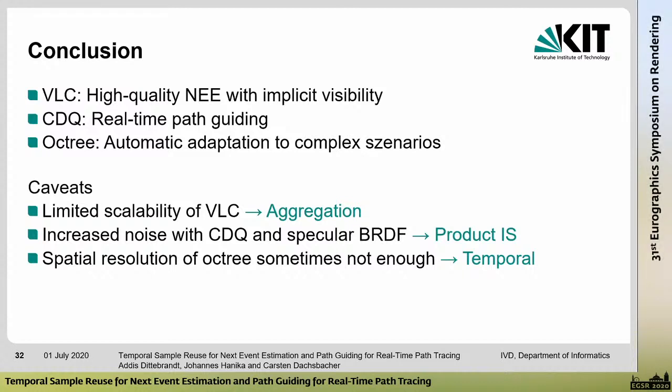Oftentimes also the spatial resolution of the octree is just not enough, and we don't have enough samples at our disposal, among 2 million at 1080p. So what we have to do is some kind of temporal increase of samples that can be used for the ULC and CDQ.